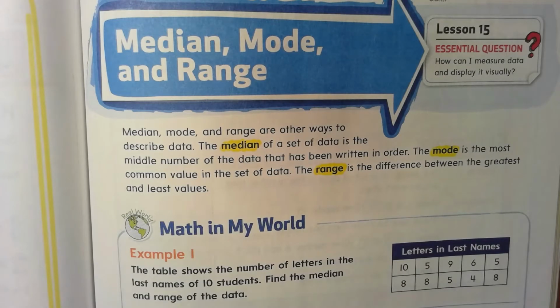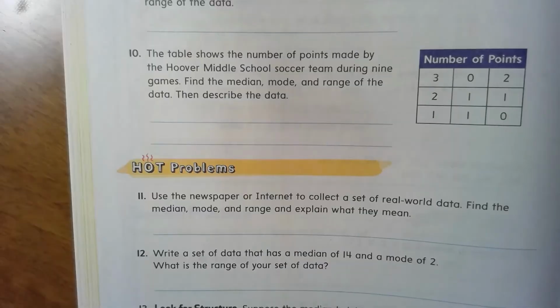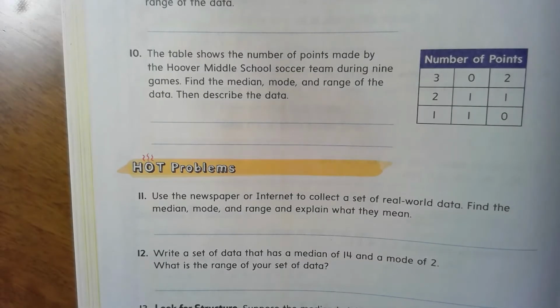The mode is the most common value in your set of data, and the range is how far apart your data is, in other words, the difference between its greatest and least values. We're going to begin by looking at question number 10 on page 88 in your journal.